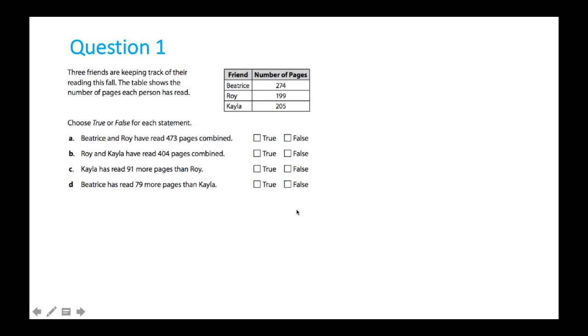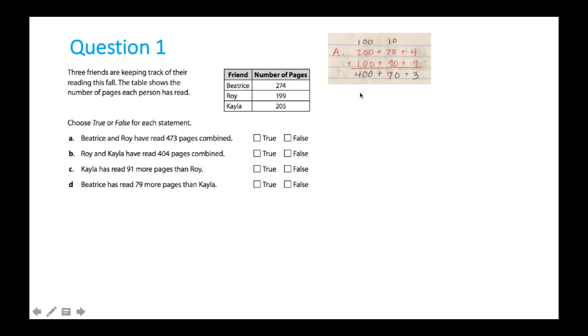So let's take a look at A. Looking at Beatrice and Roy, they have a combined total of 473. So I know I'm going to be adding. I'm going to take what Beatrice read and what Roy read, and I'm going to add them together.